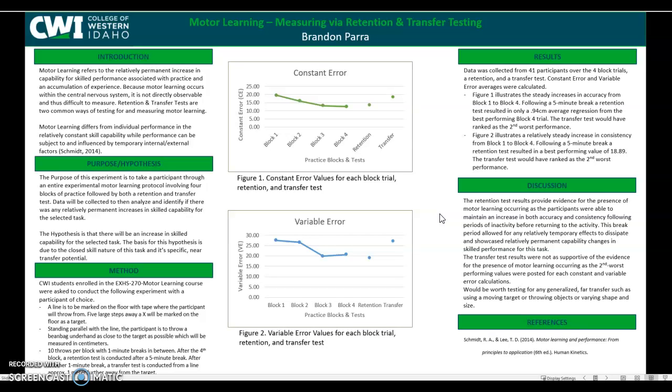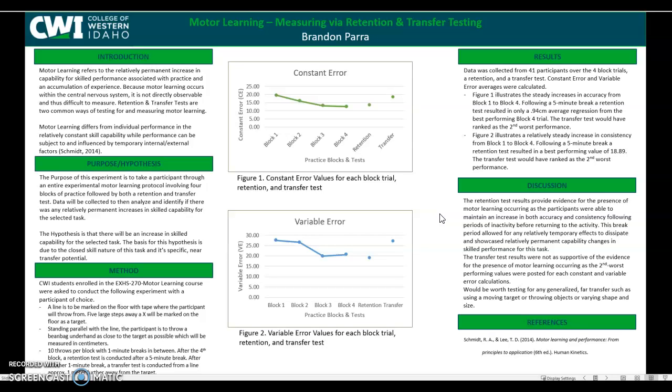With transfer testing, it's a little different because we're applying that capability for a specific skilled task, and we're seeing if there's any transferability of that task to another one that may have different task demands, goals, etc. So with that, we'll jump into the experiment.